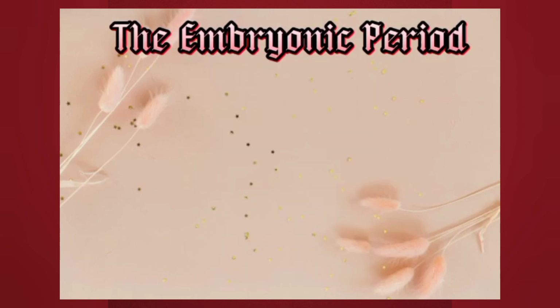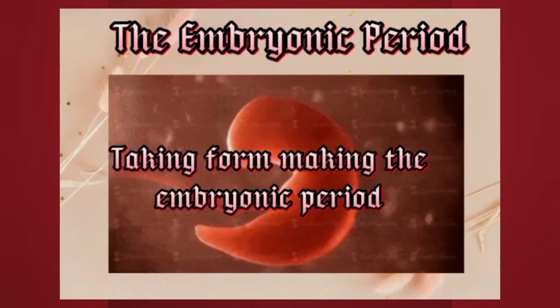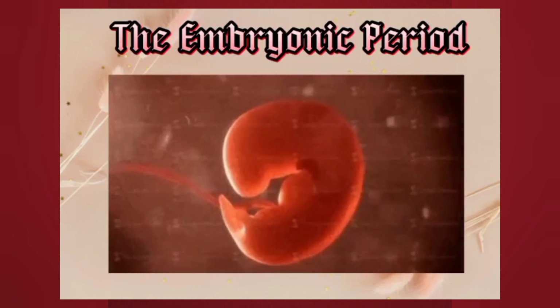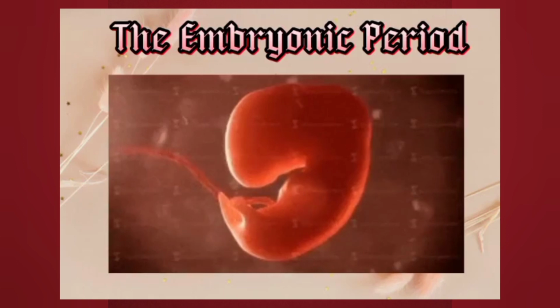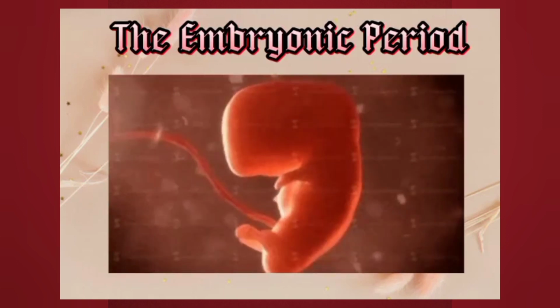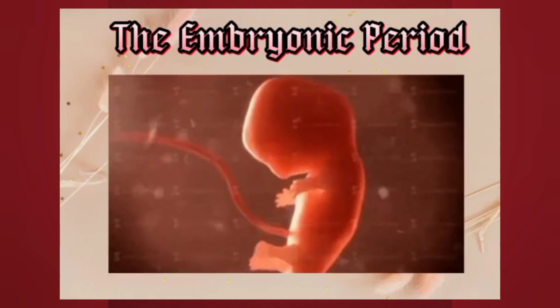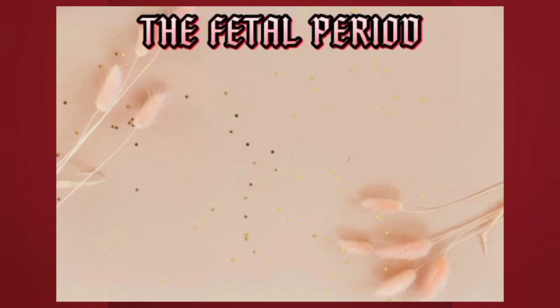It is during this stage that the major structures of the body are taking form, making the embryonic period the time when the organism is most vulnerable to the greatest amount of damage if exposed to harmful substances. So now let us proceed to the fetal period.